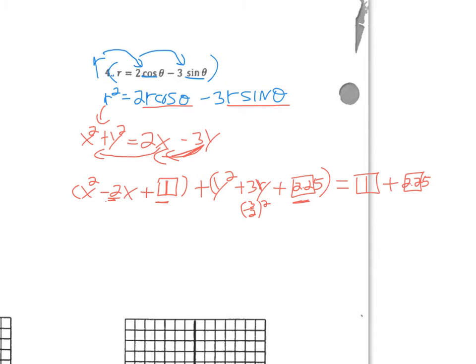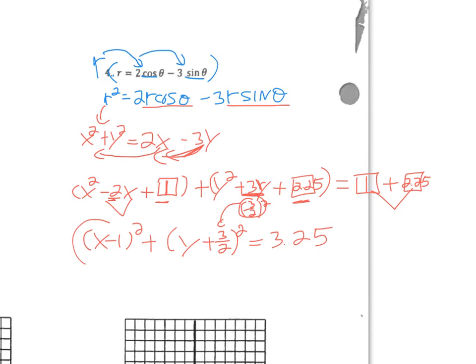Okay, then when we factor, these both are going to factor to perfect squares. So this is going to be x minus 1 quantity squared plus y plus, and it's always going to be this. Half of the middle coefficient is what you get here when you factor it. So it's going to be y plus 3 over 2, or 1.5, squared. And then we add this 1 and the 2 1/4, and we get 3 1/4.